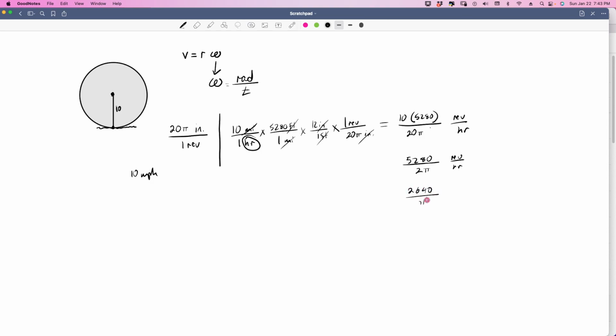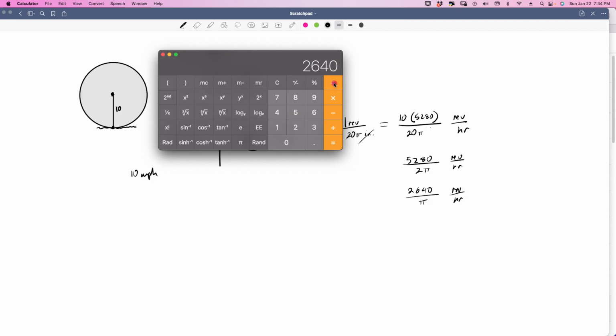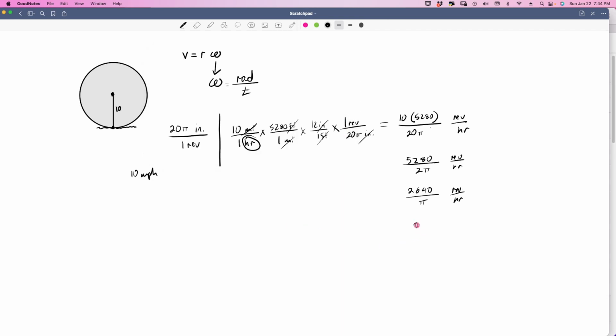2640 divided by pi, revolutions per hour. And if I wanted to, I could just go ahead and say 2640 divided by pi would be 840.34. So 840.34 revolutions per hour. How cool is that? I know exactly how many times it's going around, 840 and 1/3 more per hour. Very neat. That's neat.